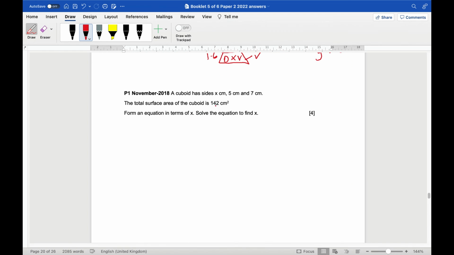The surface area, here we're given the answer and we're going to find x. So basically, the front would be, if you could draw it, 7 times x. The back would be 7 times x. The top would be 5 times x. The bottom would be 5 times x. Whereas the sides would be 5 times 7, and the other side would be 5 times 7. And the combined surface area is 142. Okay, collect everything together, and you go ahead and solve that to find x.